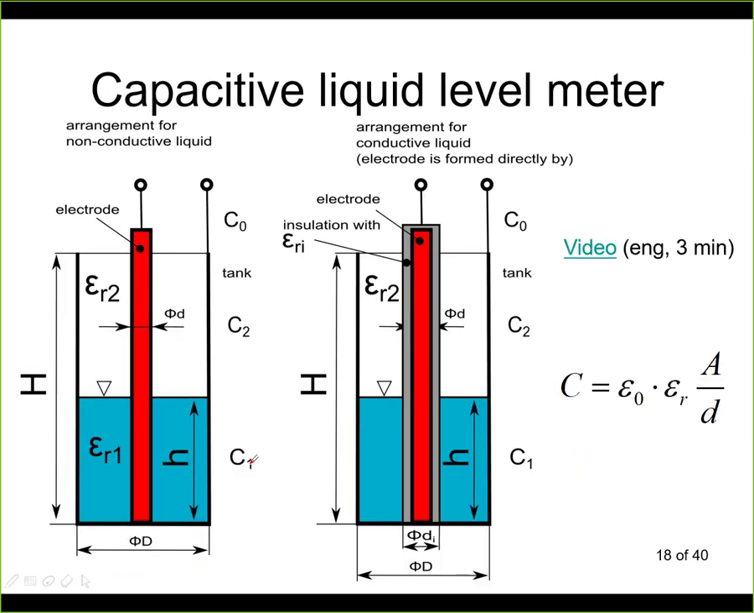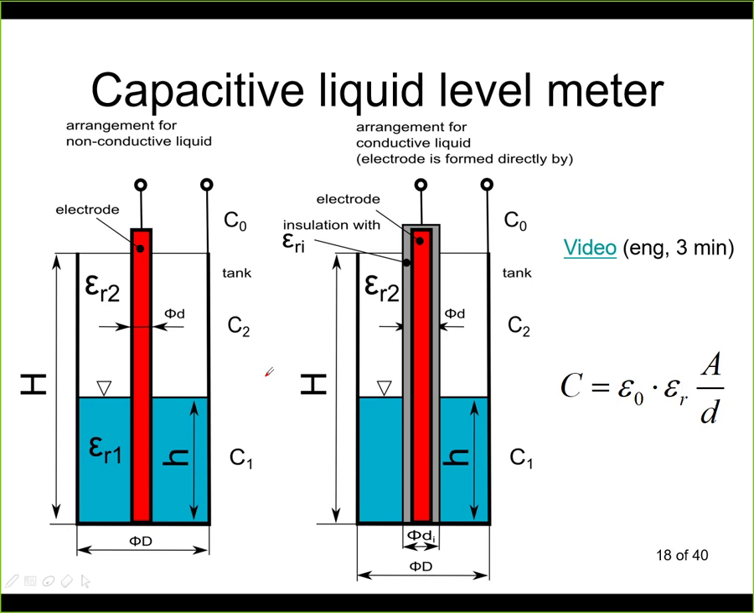Okay, let's take a look at the third principle, and this will be a larger group of capacitive liquid level sensors, and we'll see a different arrangement for different kinds of liquids. Some will be for conductive liquids, and some will be for non-conductive liquids.